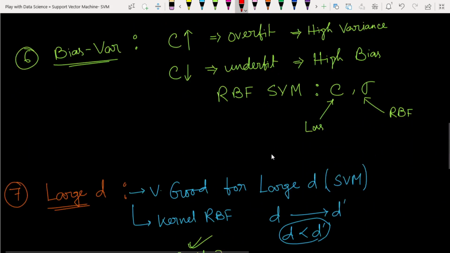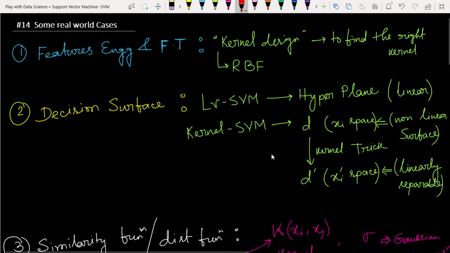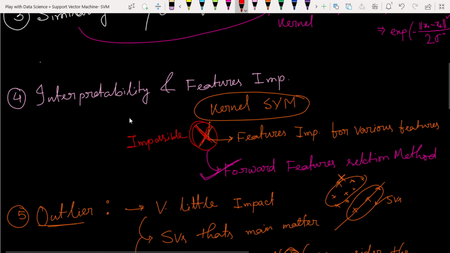I think these nine things really happen in the real world. So to build a model using simple SVM, we have to take care about feature transformations, which decision surface is most important, what kind of similarity function we choose, and what kind of parameters, that is sigma, we choose. Interpretability is not directly possible, but if you use simple forward feature selection methods and invest some time, then it is possible.